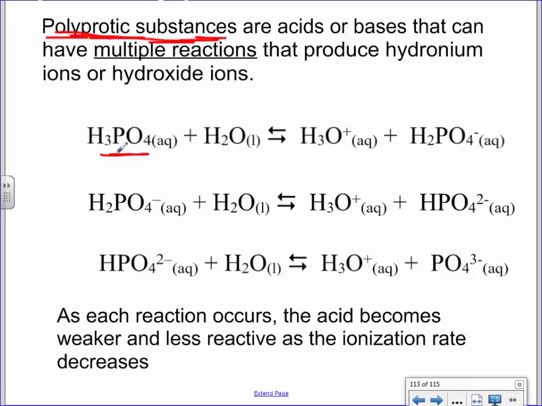See this guy H3PO4? It's an acid. And I can prove it's an acid by adding it to water and producing H3O+. The conjugate base byproduct that it makes is H2PO4.